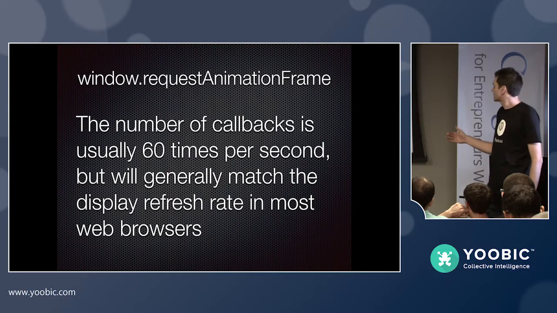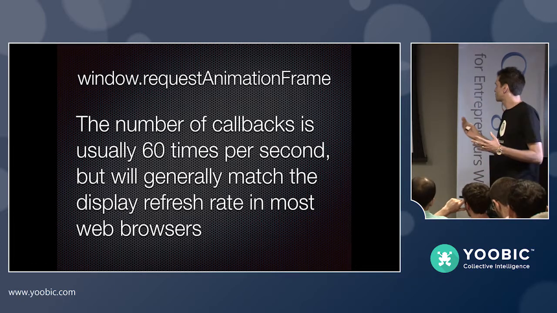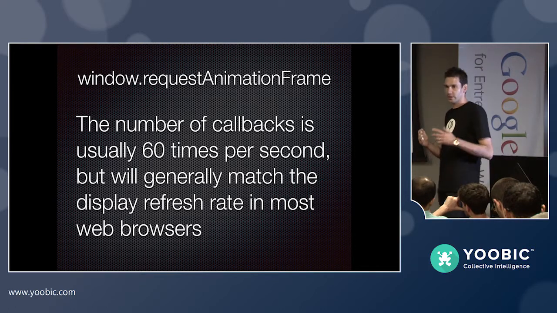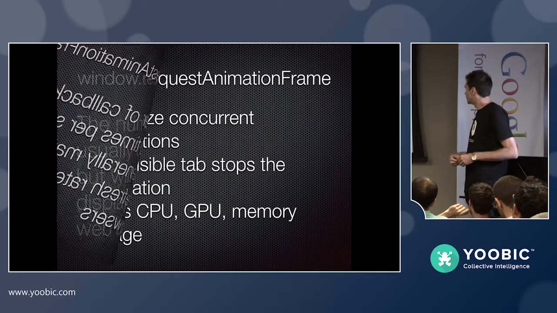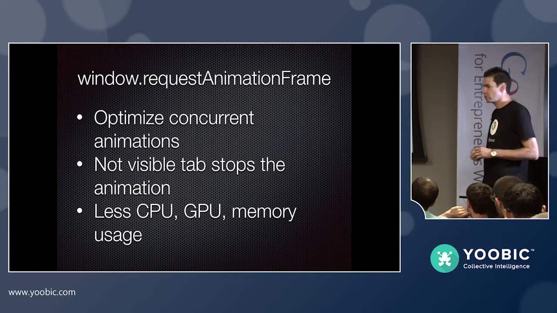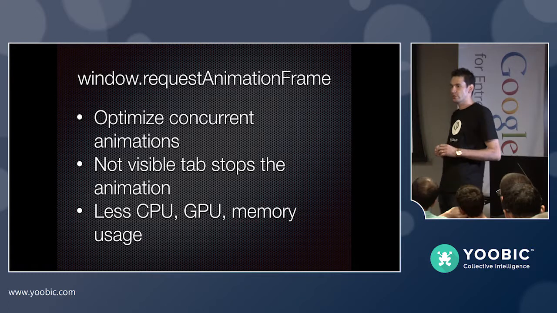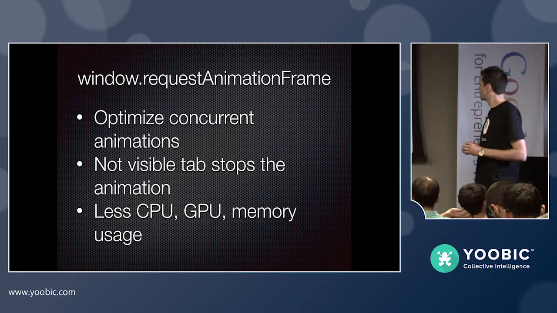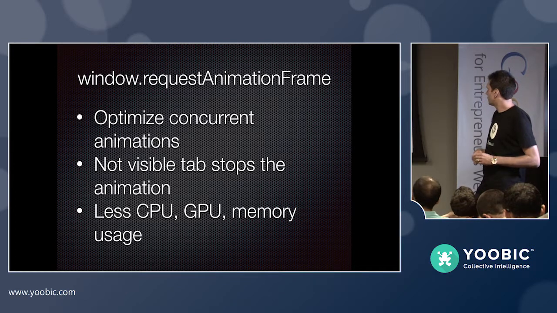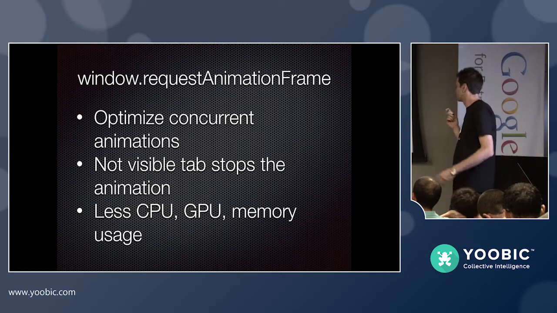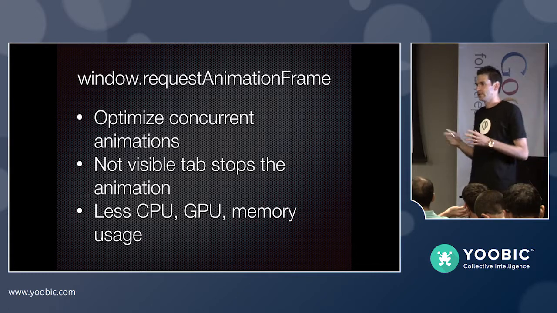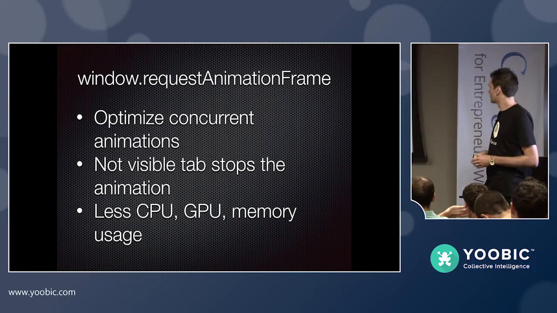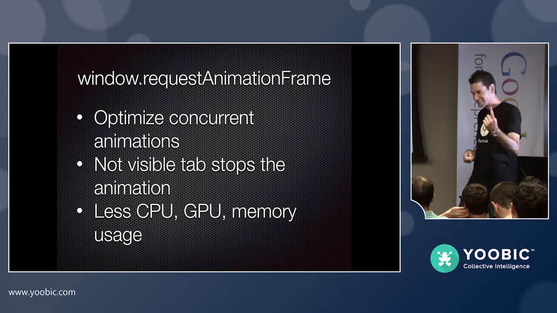And the number of callbacks called is usually 60 times per second, but it will generally match your display refresh rate. So that's the number 60 that you saw before. A long time ago, if you wanted to do animation, you would probably use timeout or some other JavaScript techniques. But request animation frame is a browser function, and it's available in IE10 and all the normal browsers.